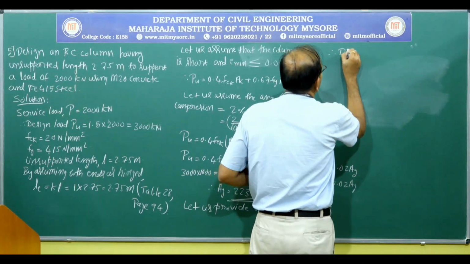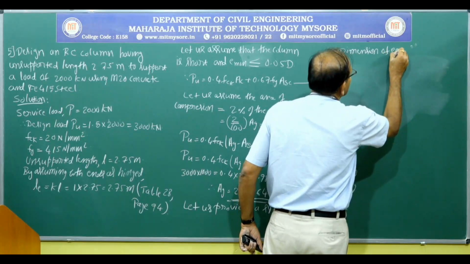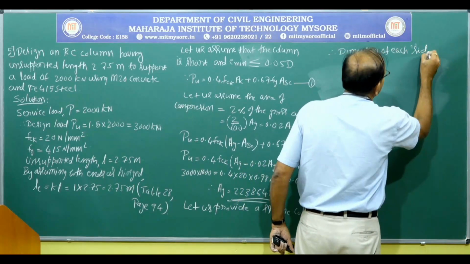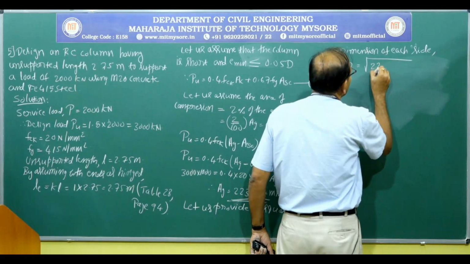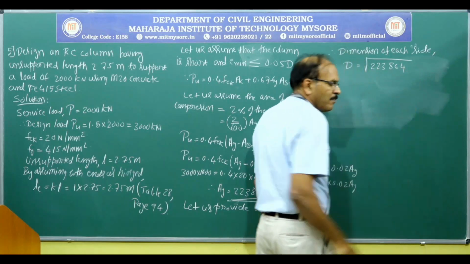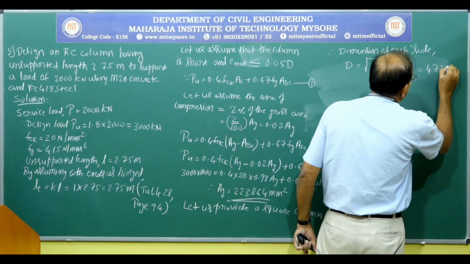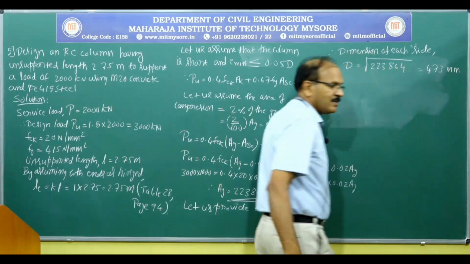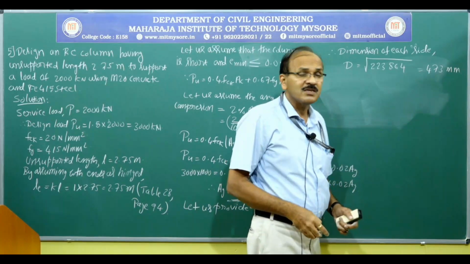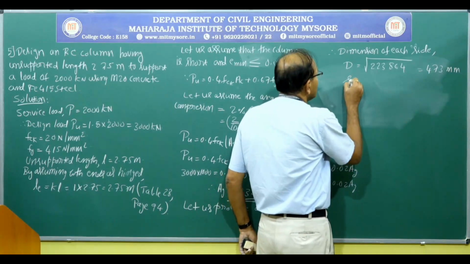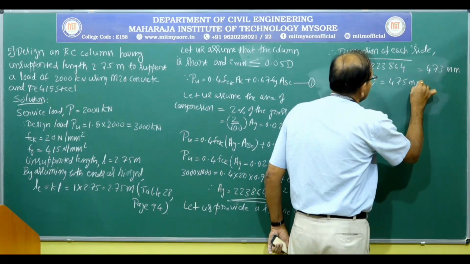Therefore, the dimension of each side, I am going to call that D, equal to square root of 223864. So I am going to get this value equal to 473 millimeter. But we are not going to provide that fractional value 473. Instead, we are going to provide, say, D equal to 475 millimeter.